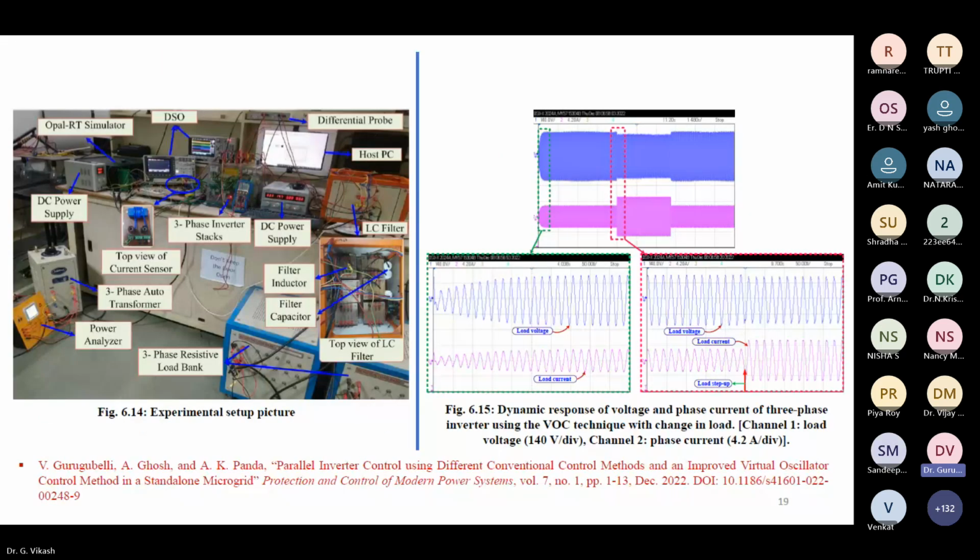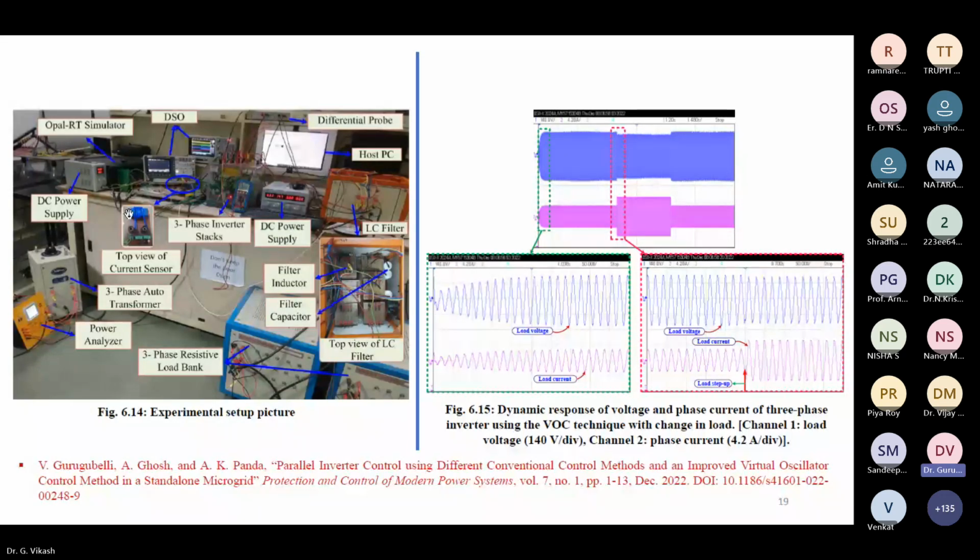This figure 6.14 shows the experimental setup picture. Here, this is the three-phase inverter stack. This DC power supply is for the level shifters and NOT gates, which require some DC power supply. Similarly, the OPAL-RT also requires a 5 volt DC supply. And our current sensor, here I have used the LA55-P.